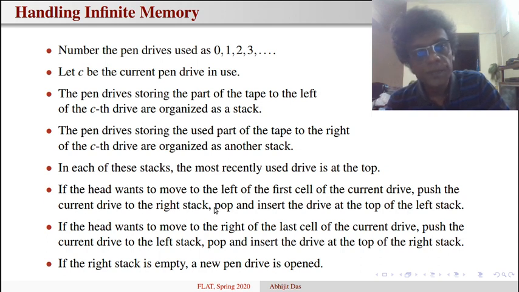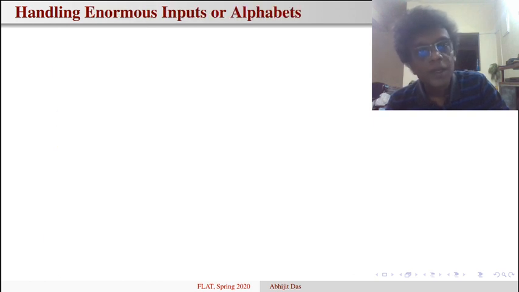So by using a sequence of pen drives, we can have, theoretically at least, an infinite amount of memory capable of mimicking the work of the infinite tape of the original Turing machine M. So the infinite memory problem is therefore solved. The second problem: what if we are handling input, or I would say the tape alphabet, what if it is very, very huge?